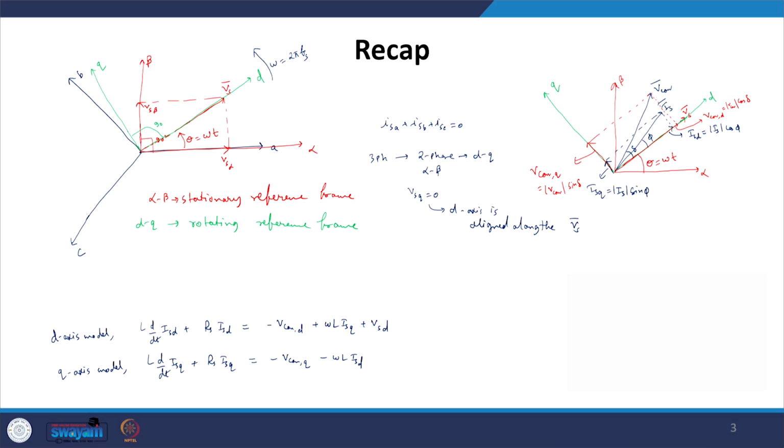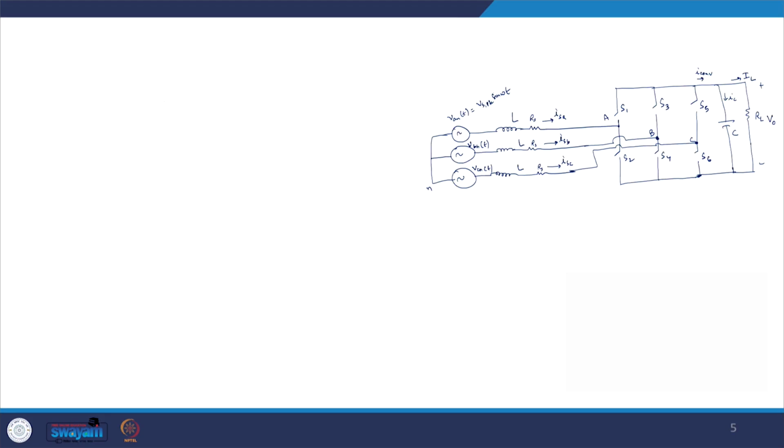Now we can model our three phase converter, which looks something like this. It has L, it has RS, and these 3 phase switches.